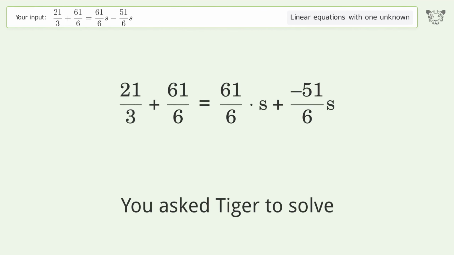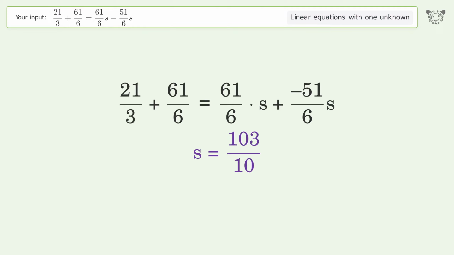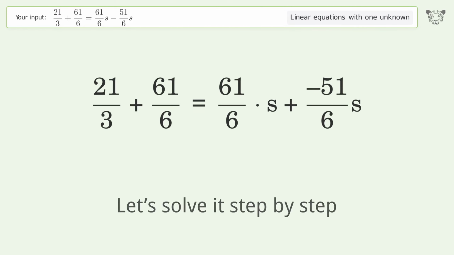You ask Tiger to solve. This deals with linear equations with one unknown. The final result is s equals 103/10. Let's solve it step by step.